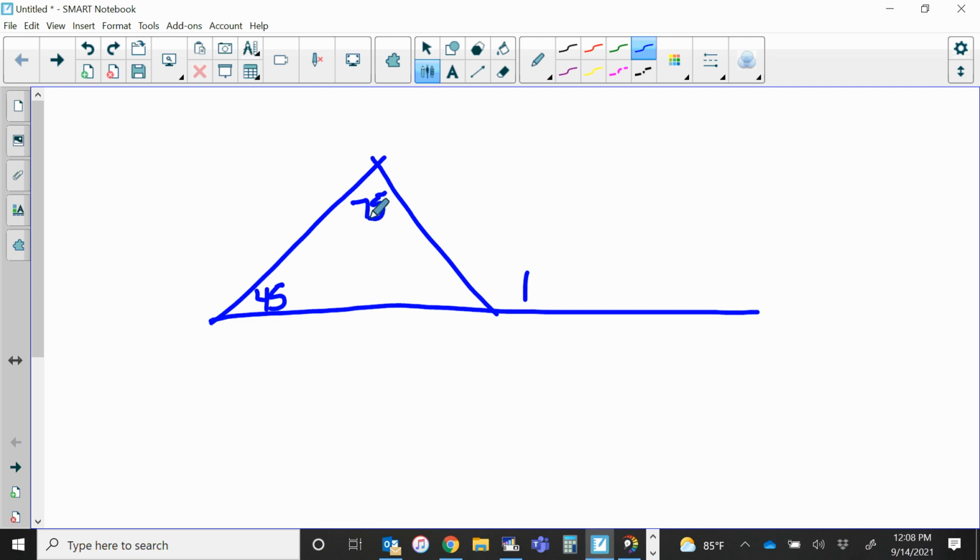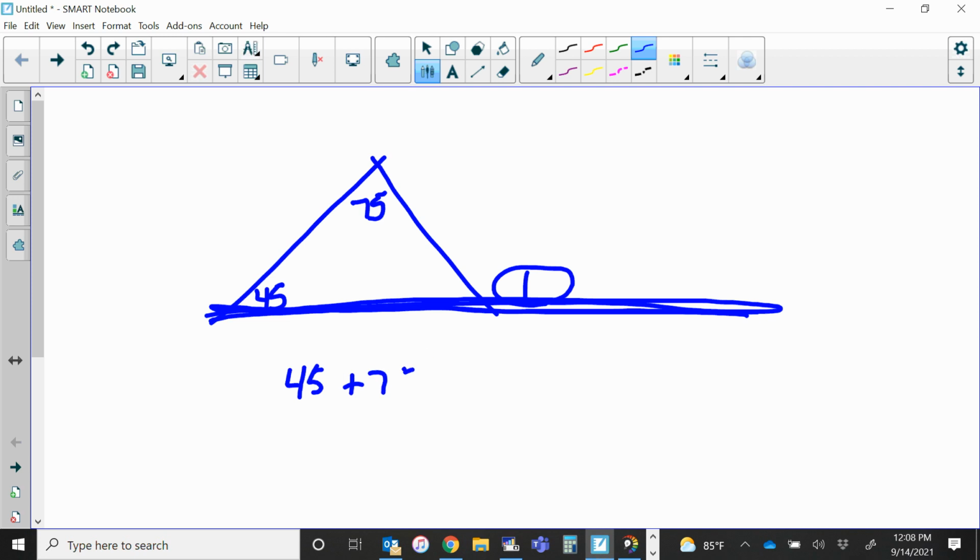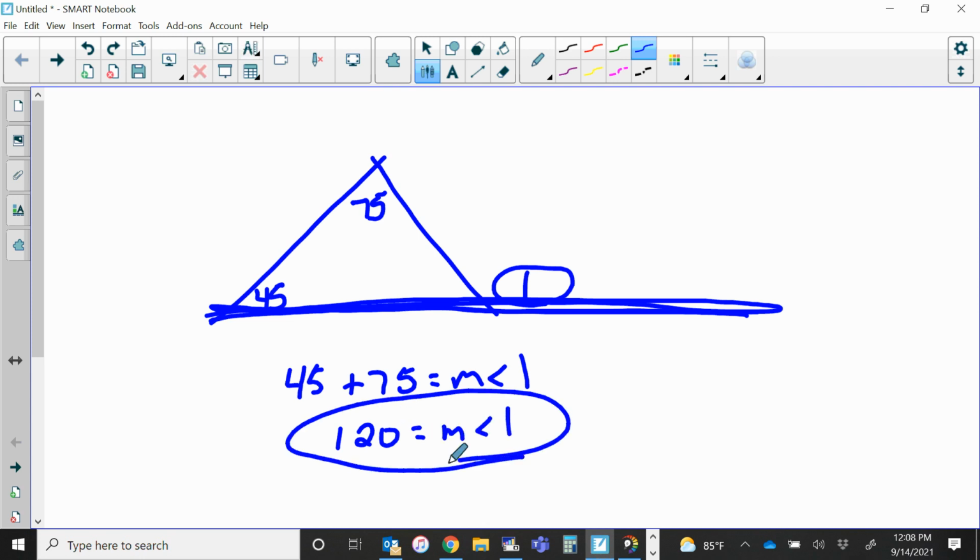What is the measure of angle 1? Is angle 1 an exterior angle? Yes. If you extend it, do you see it's part of the triangle? So it is an exterior angle, so all I have to do is take 45 and add it to 75, and that equals the measure of angle 1, which when I add together is 120. So 120 equals the measure of angle 1.